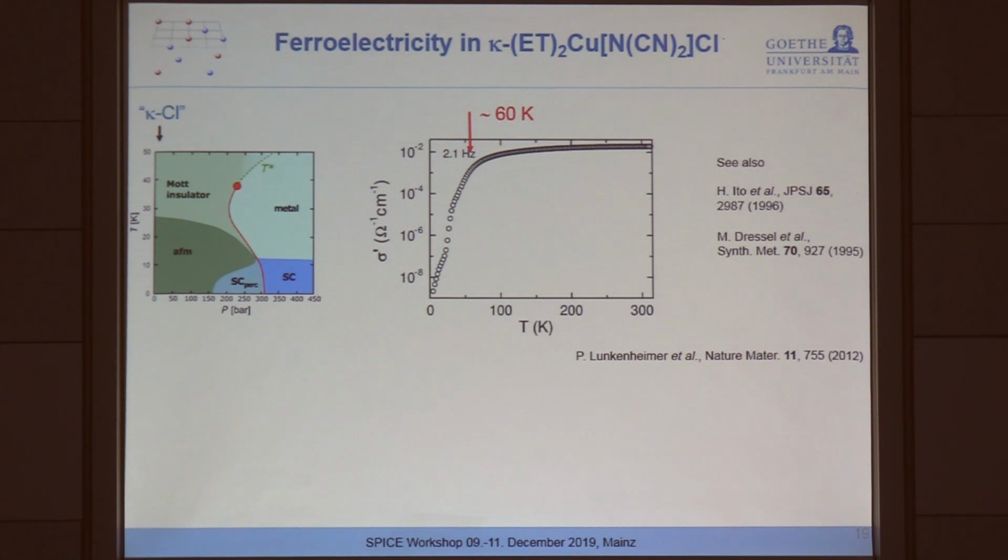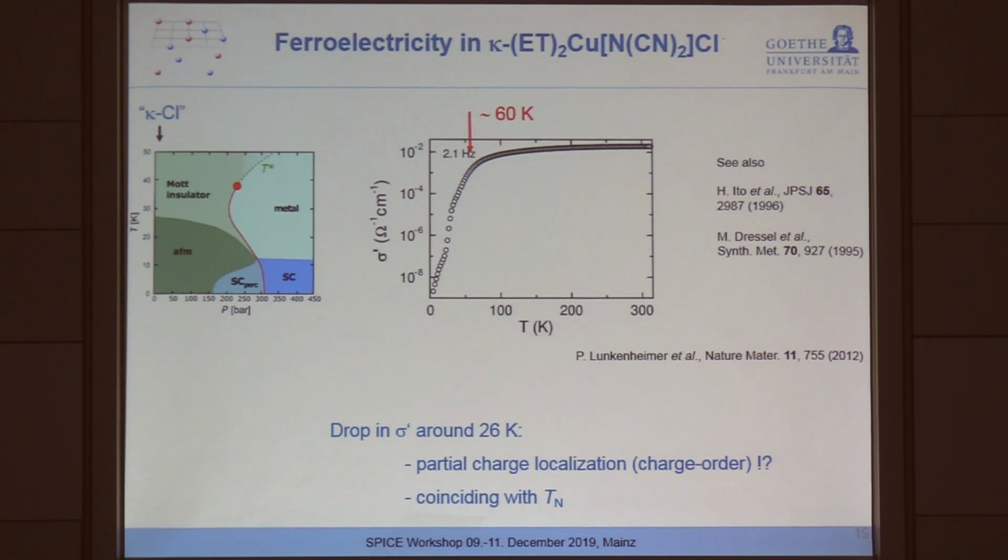And I indicated this because this becomes relevant later in the talk. This was known for some time, but then what we found is that here around 25 Kelvin, there's a drop in the conductivity, indicating some partial charge localization or a charge order, which interestingly coincides with the Néel transition of this system. We're now going along this path.